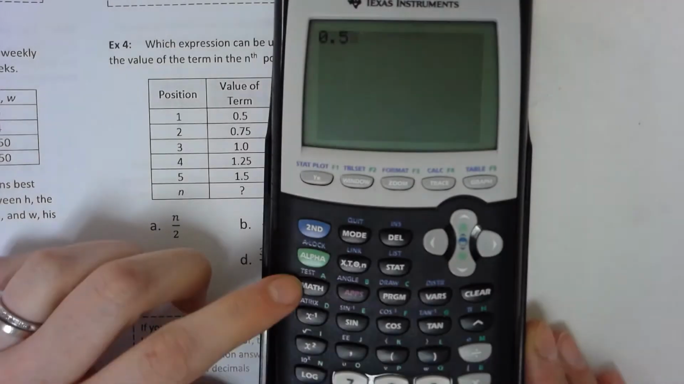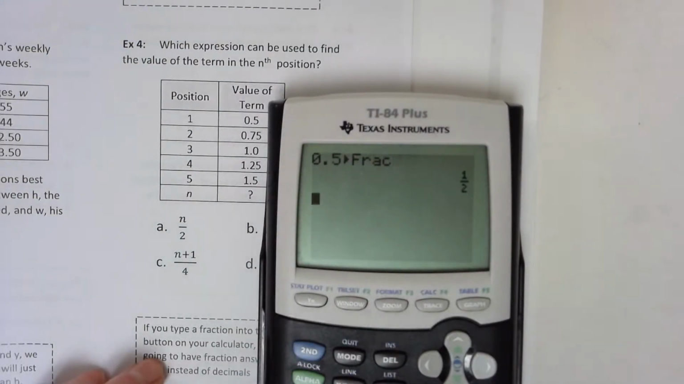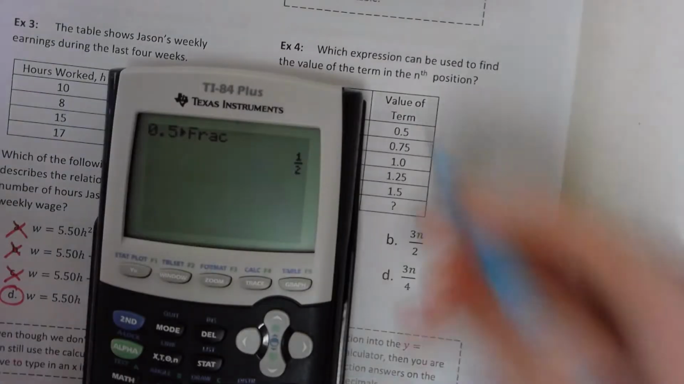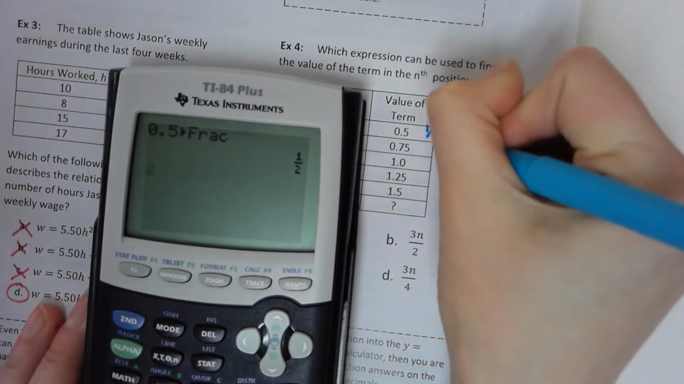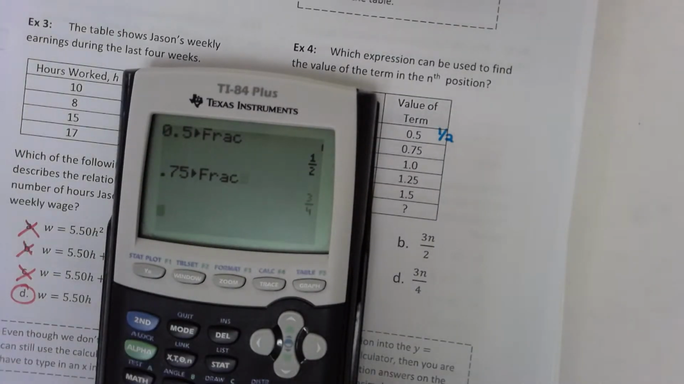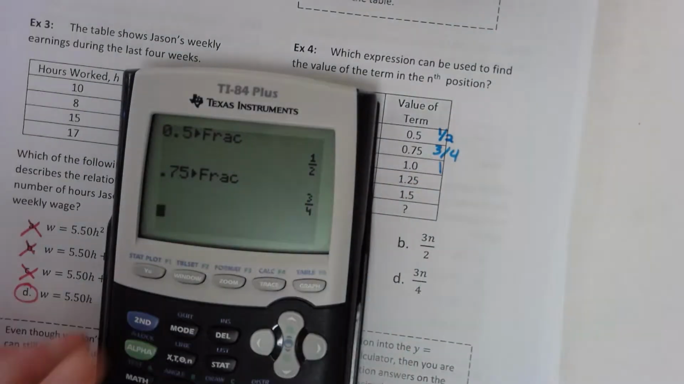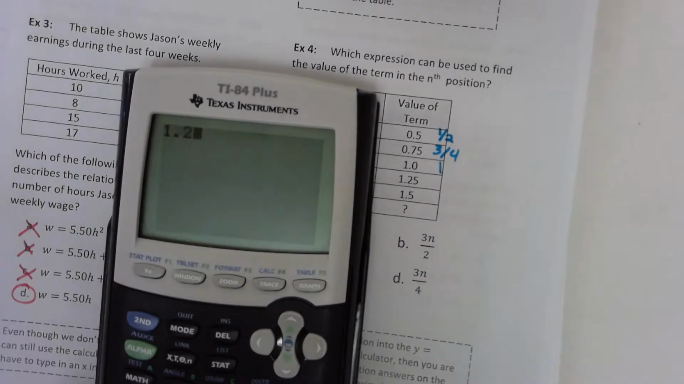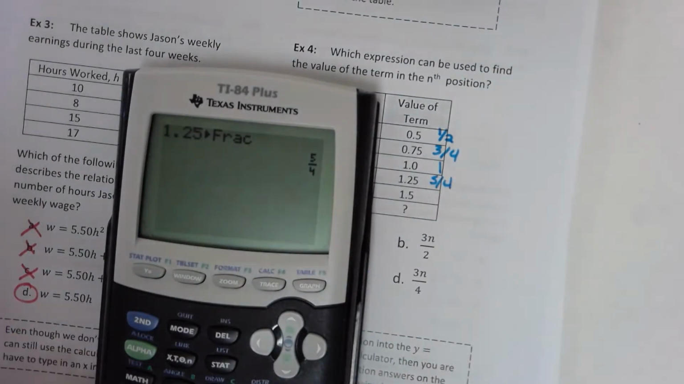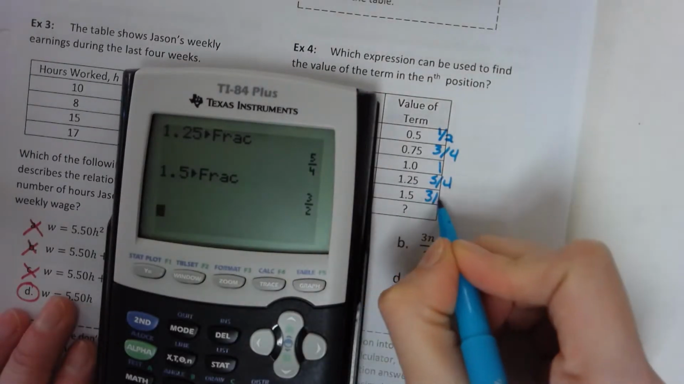So I'm going to press the math button, and then I press enter, enter. And when I do that, I get 1/2. So I'm just going to make some notes over here. This is the same thing as 1/2. If I do 0.75, math, enter, enter, that's 3/4. Now that 1 is fine, so I'm going to leave it there. But then 1.25, math, enter, enter, is 5/4. And 1.5, math, enter, enter, I've got 3/2.